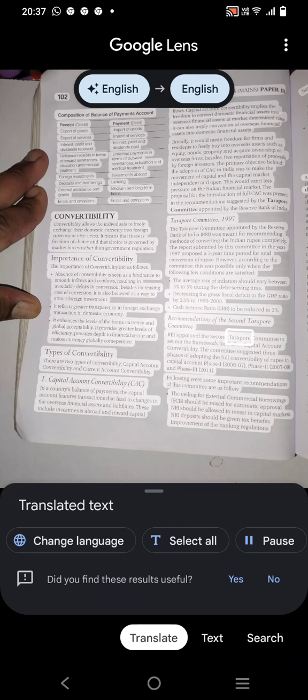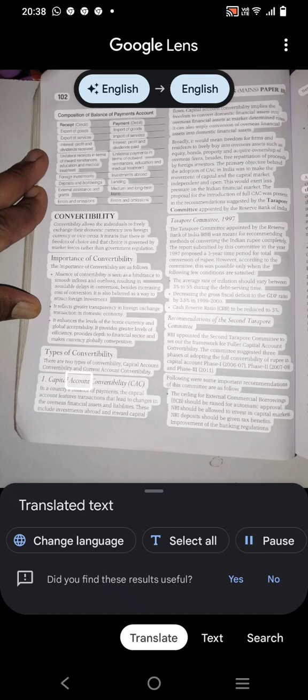RBI appointed the Second Tarapore Committee to set out the framework for fuller capital account convertibility. The committee suggested 3 phases of adopting the full convertibility of rupee in capital account: Phase 1, 2006-07, Phase 2, 2007-09, and Phase 3, 2011. Types of convertibility. There are 2 types of convertibility: capital account convertibility and current account convertibility. Following are some important recommendations of this committee.